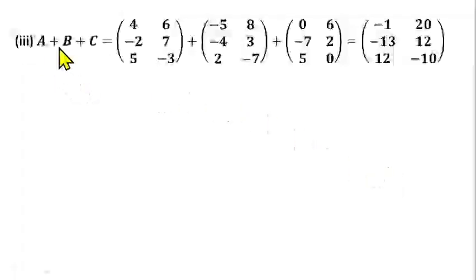Roman figure 3, we have A plus B plus C. So we have to add matrix A plus matrix B plus matrix C together. Let's see what it's going to give us as well. It's very simple. How do we do it? So 4 will be added to minus 5 to be added to 0 here. So we have a 4 plus minus 5 plus 0. That's how we add that one together.